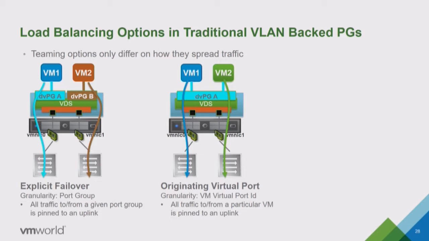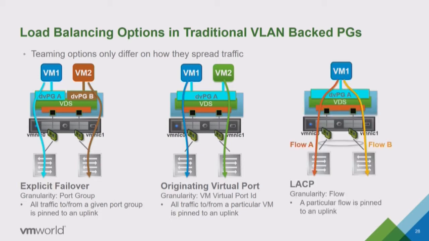The third one is LACP, Link Aggregation Control Protocol. And in particular, I'm talking about dynamic LACP, okay? 802.3ad. So now the granularity goes to the flow. So we went from port group to port ID to flow. And per flow, we are going to pin it to one specific uplink. Make sense? So, per flow. Which one is best? It depends. We're going to see the pros and cons. Okay, so let's do it.